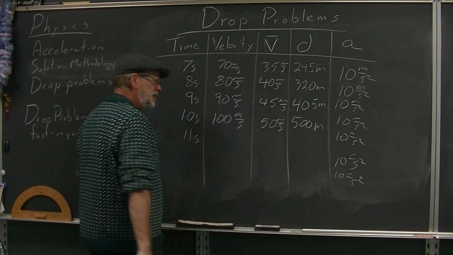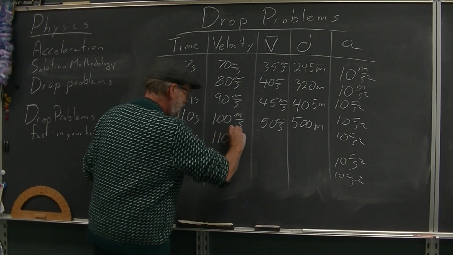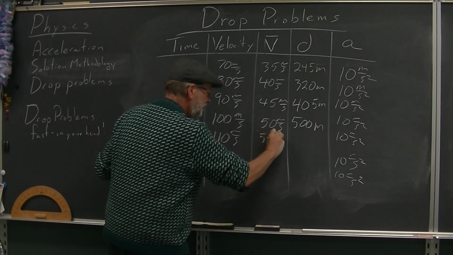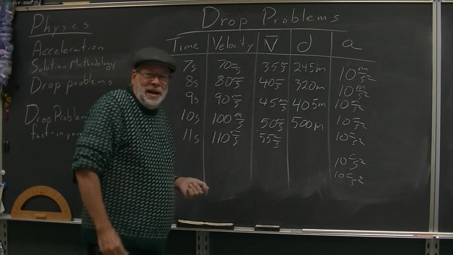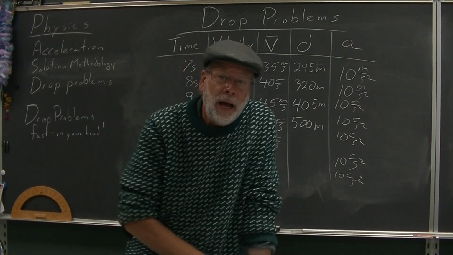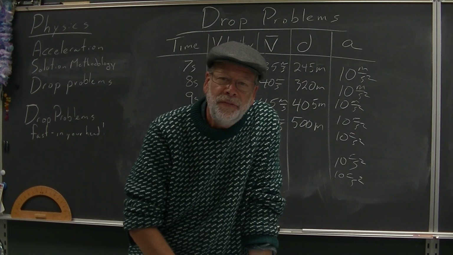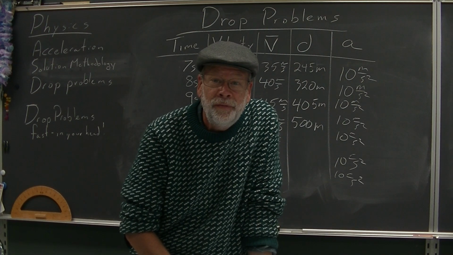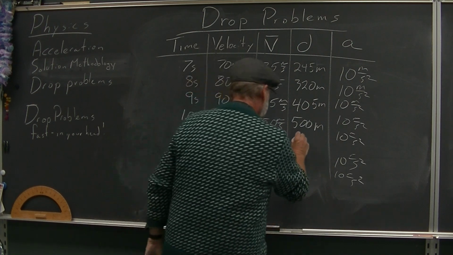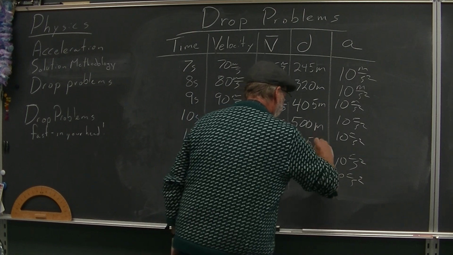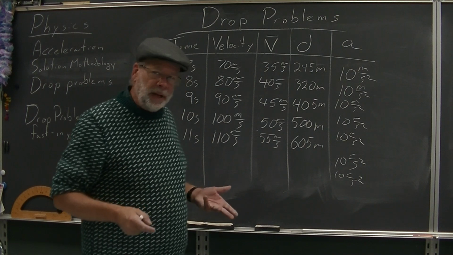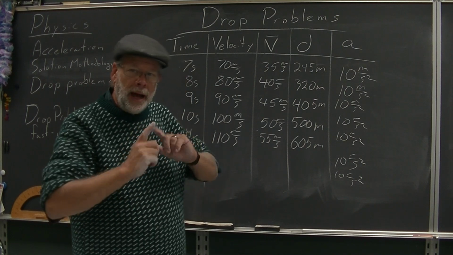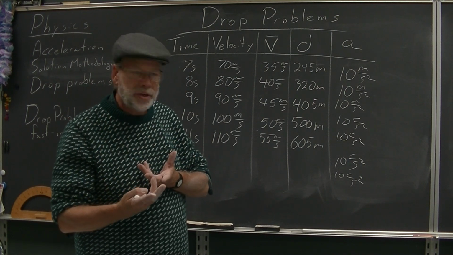Let's go on, 11 seconds. 110 meters per second, 55 meters per second is your average. 55 times 11, I don't know, but 55 times 10, that'd be 550. Add 55 to 550, hey, look at that. 605 meters. You see how to do this? Sometimes you run up against something. Figure out how to work around it, and then just keep on going.